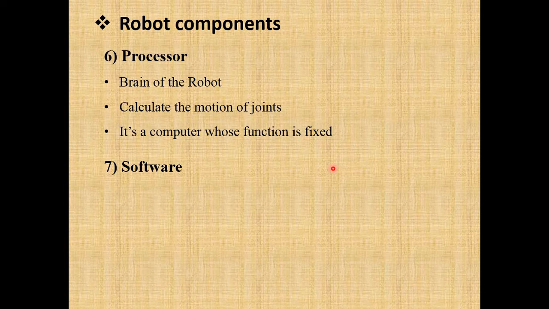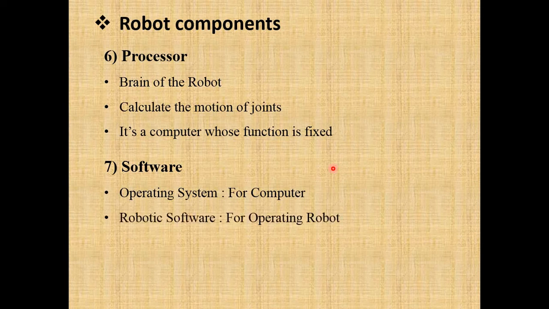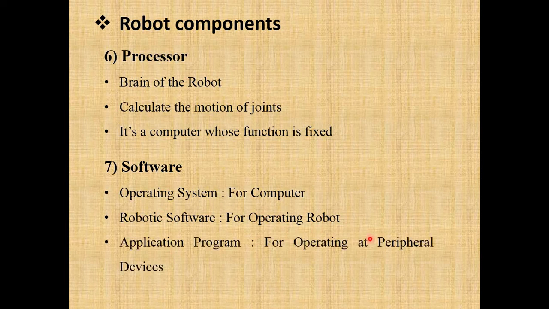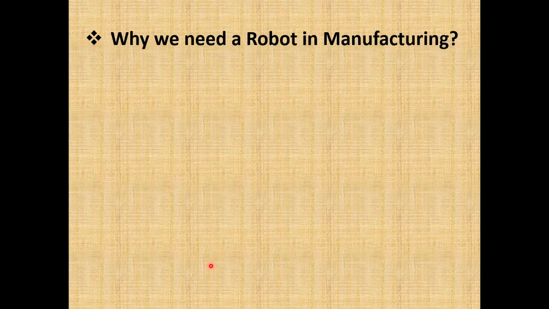And the final one is the software for running the robot. So software has an operating system and the robotic software. The operating system is for the computer and the robotic software is for operating the robot. Third one is the application program. For operating the peripheral devices, out of the periphery of the box, the software is used.